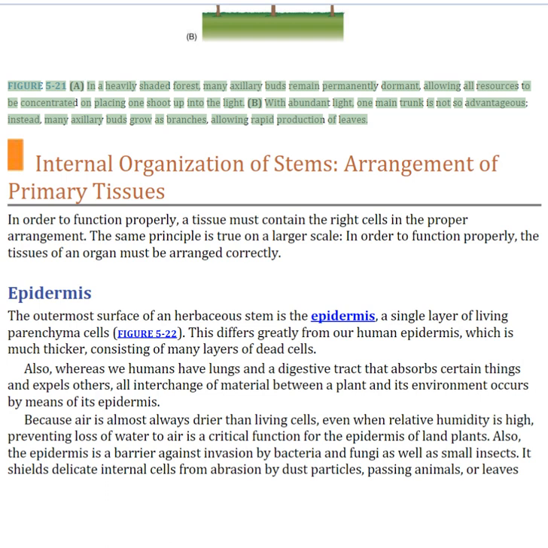Figure 5.21: In a heavily shaded forest, many axillary buds remain permanently dormant, allowing all resources to be concentrated on placing one shoot up into the light. With abundant light, one main trunk is not so advantageous. Instead, many axillary buds grow as branches, allowing rapid production of leaves.